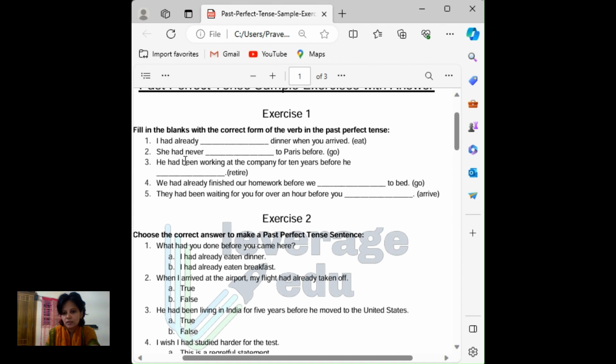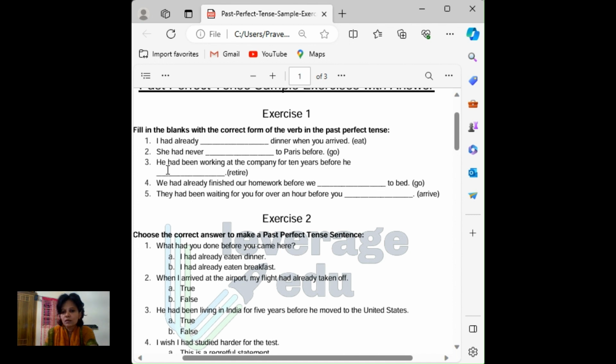And she had never dash to Paris before. She had never been to Paris before. That means she never visited Paris. Never been to Paris means in her life she never went. That is what it means.